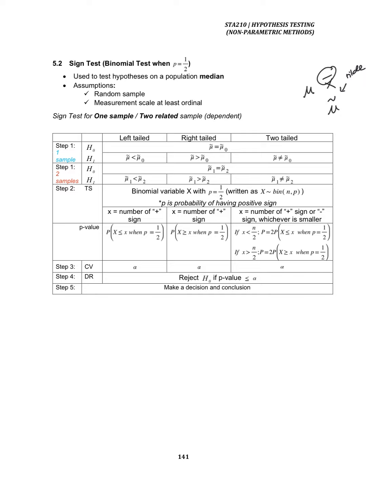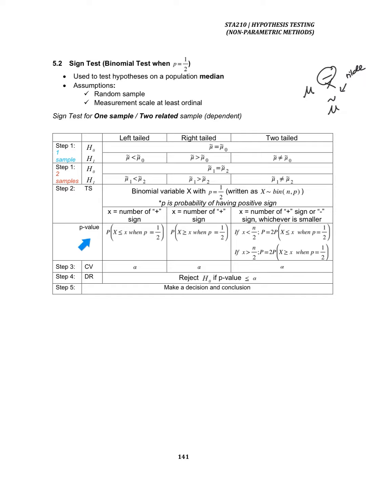Okay, so x here for the left tail, x is the number of plus signs. For the right tail, x also is the number of plus signs, and for the two-tail, x equals the number of plus or minus signs, whichever is smaller. Okay, nanti saya akan explain apa maksud plus and minus sign tu ya. Let me explain first the procedure that is involved under the sign test.